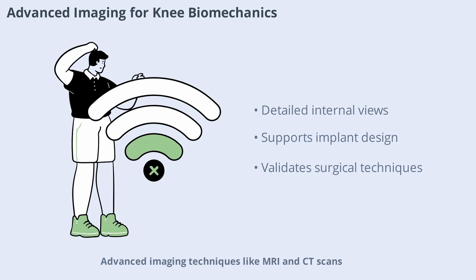Advanced imaging techniques like MRI and CT scans provide detailed views of the knee's internal structures. When combined with computational modeling, these images allow for precise calculation of the ICR and other biomechanical parameters. This level of detail is essential for designing implants and validating new surgical techniques.